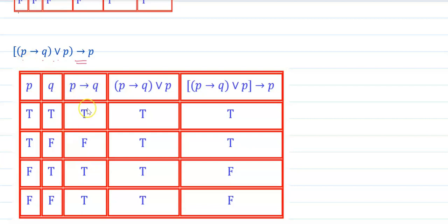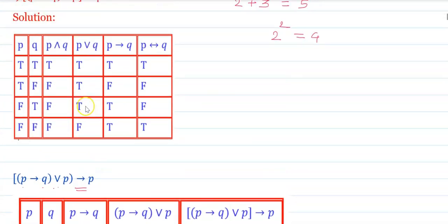Now we should know the implication table, so I have put all four tables together here in compact form. First is P: double T, double F. Q is T, F, T, F. Next, P and Q. P and Q means what? TT is T, otherwise false. If both of them are true, then it is true, otherwise false. TF false, FT false, FF false.